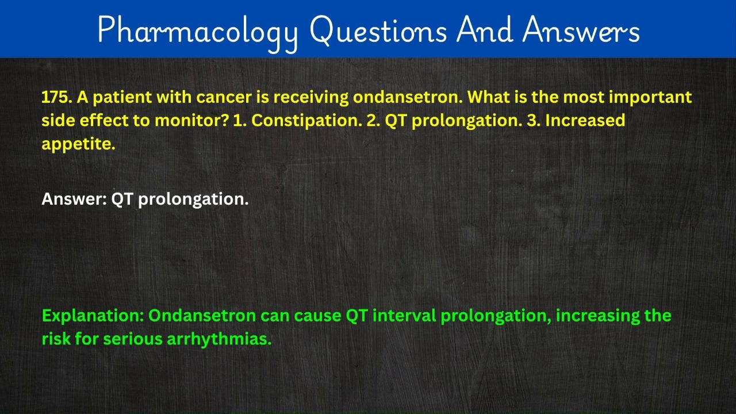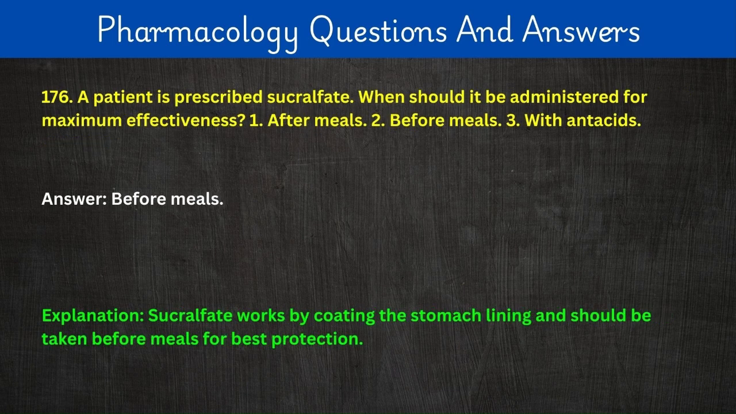175. A patient with cancer is receiving ondansetron. What is the most important side effect to monitor? 1. Constipation. 2. QT prolongation. 3. Increased appetite. Answer: QT prolongation. Explanation: ondansetron can cause QT interval prolongation, increasing the risk for serious arrhythmias.